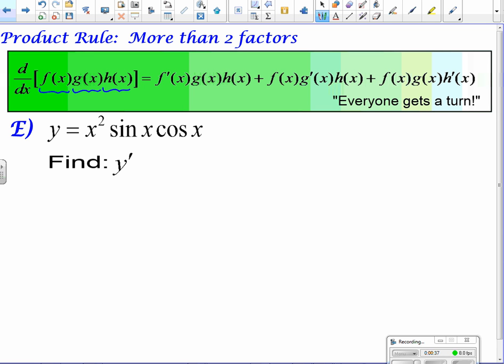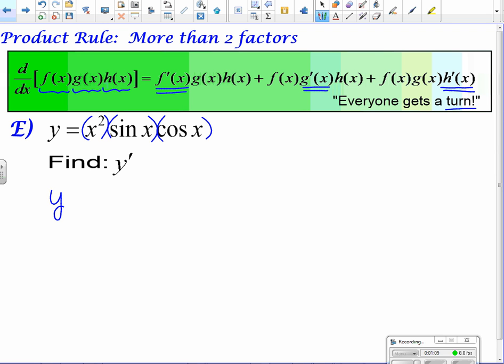Well, you'll notice here, here's my first item, my f of x getting the derivative. Here it is the second factor getting the derivative. And finally, I have the third factor getting the derivative of it. So you'll notice that each of the factors ends up getting a turn of having its derivative taken. And so if I look at letter E here, I hope you can spy that there are really three factors being multiplied here. Sometimes it helps to insert the parentheses and then it's more obvious.